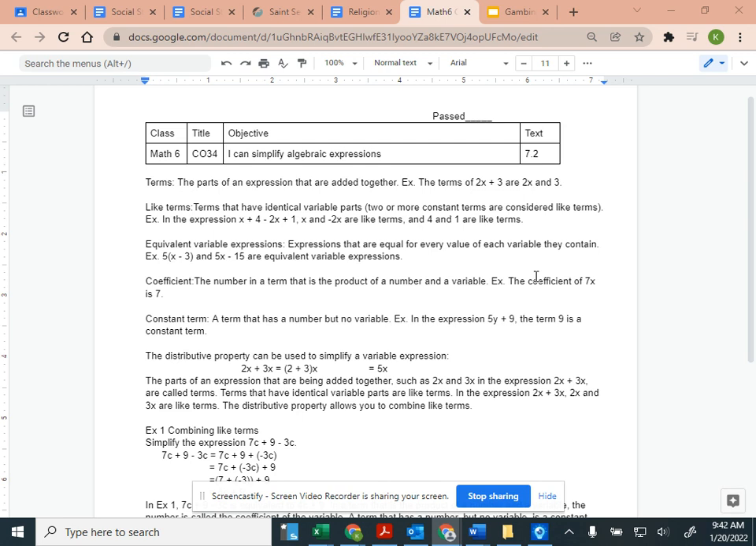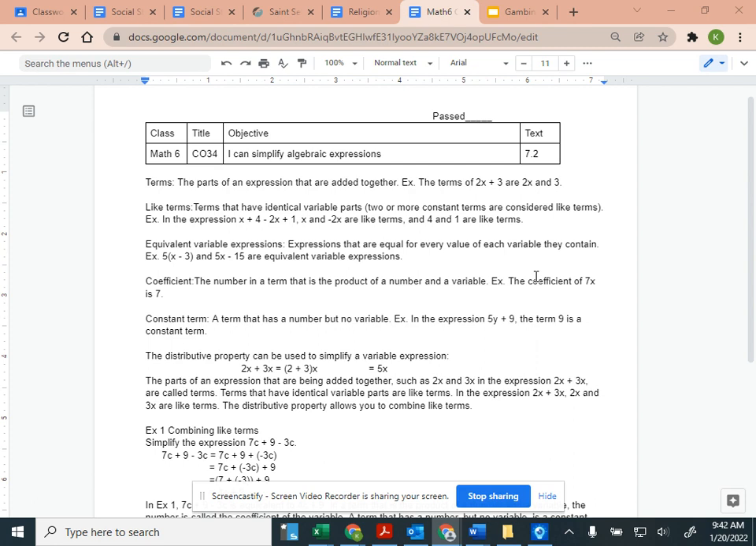Good morning. Today we are continuing with our Unit 6, working on algebraic expressions. We are doing CO34. I can simplify algebraic expressions. So let's look at some of the vocabulary that we need to know.